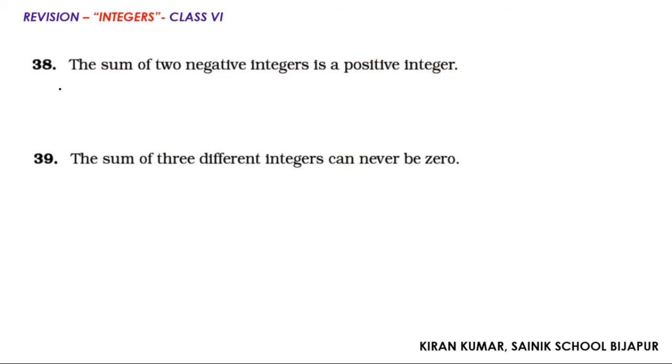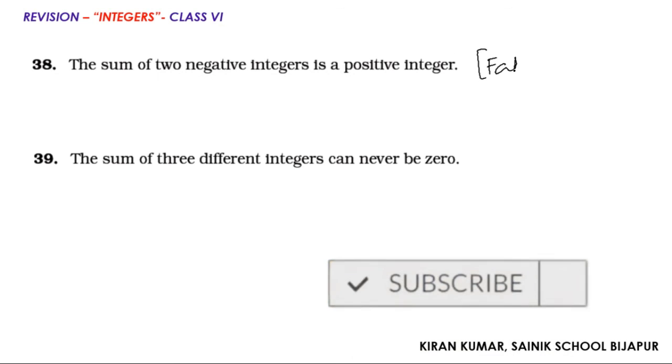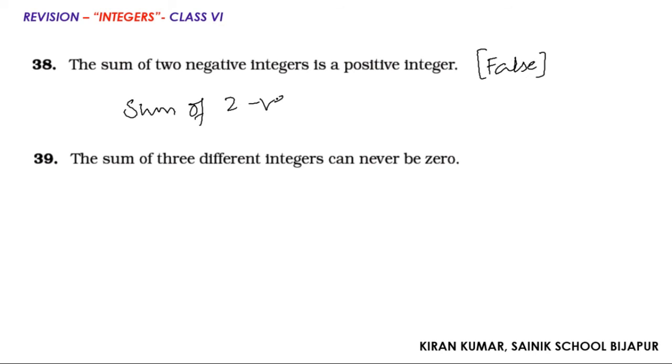Statement number 38. The sum of two negative integers is a positive integer. This statement is a false statement because the sum of two negative integers is always negative.